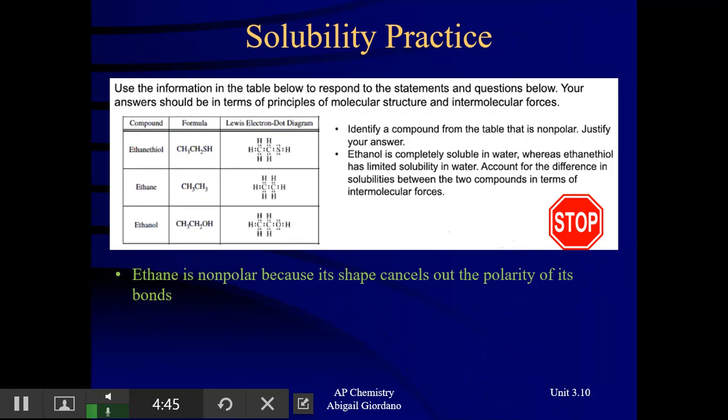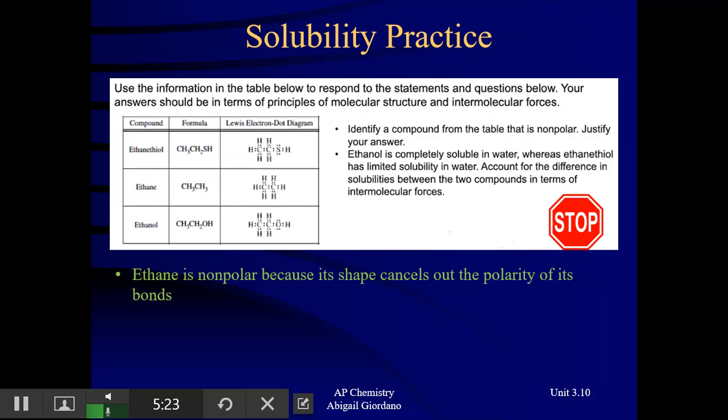All right, hopefully you chose the molecule ethane, the one in the middle. Ethane is nonpolar, and your explanation should say something along this line: because its shape cancels out the polarity of its bonds. In order to receive the point on a question like that, you would have to talk about shape and that there is no overall imbalance of charge, that all the charge is overall balanced. The easiest way to say that is the shape cancels out the polarity of its bonds.